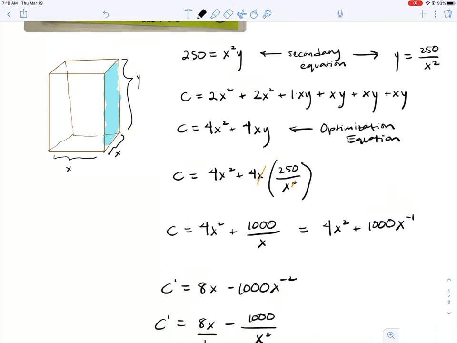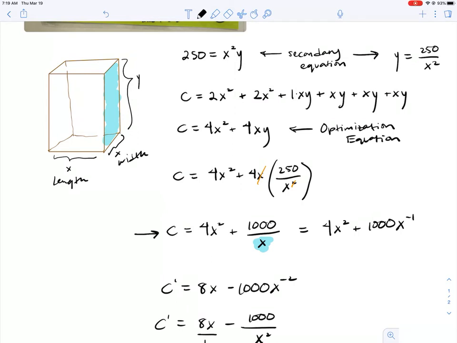Now, x represents the length and the width. And we can't have negative length and width. X could technically be 0, but if we look at our cost equation, where cost is a function of what the value of x is, right? Cost is dependent on what the length and width are. We see that x is in the denominator here. So if x were equal to 0, that would make our cost equation undefined.